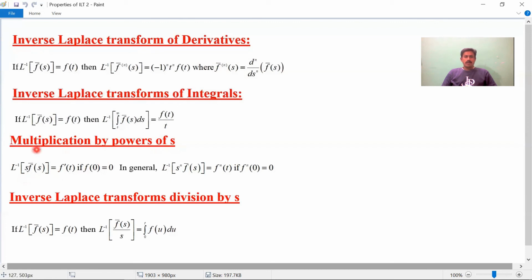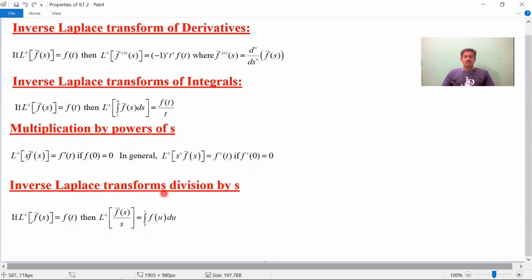The next statement is multiplication by powers of s. L inverse of s into f bar of s equals f dash of t if f of 0 equals 0. In general, L inverse of s power n into f bar of s equals f nth derivative of t if f nth derivative of 0 equals 0. Next statement, inverse Laplace transforms division by s. If L inverse of f bar of s equals f of t, then L inverse of f bar of s by s equals integral 0 to t f of u du.